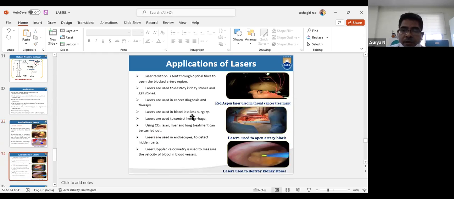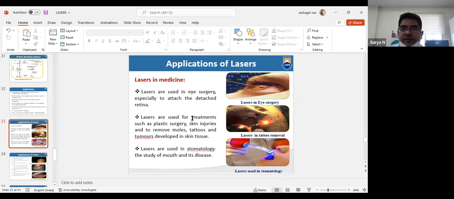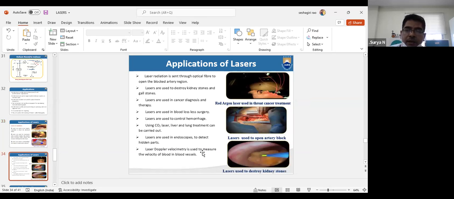If you come to the applications of laser, lasers are used in medicine. They are used in eye surgery, especially to attach the detached retina. And lasers are used for treatments such as plastic surgery, skin injuries, and to remove moles, tattoos, and tumors developed in the skin tissue. Lasers are used in stomatology, the study of mouth and disease. So these are some of the applications used in medicine.